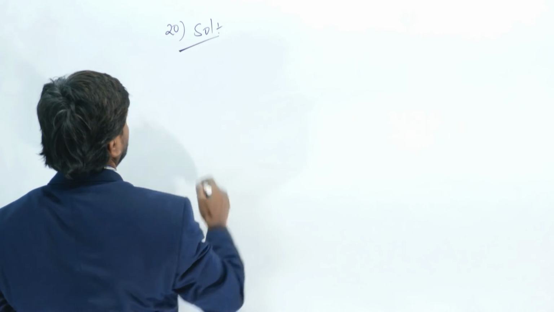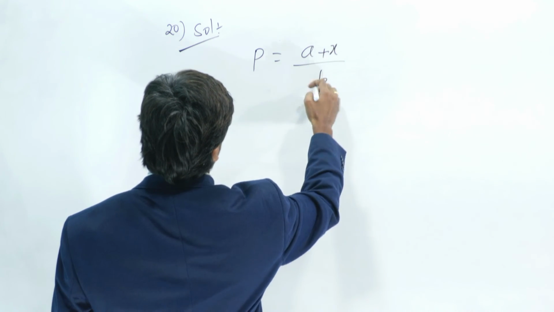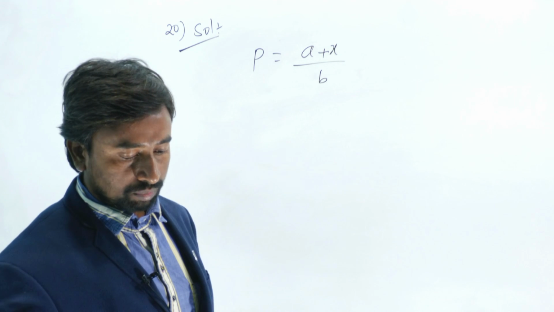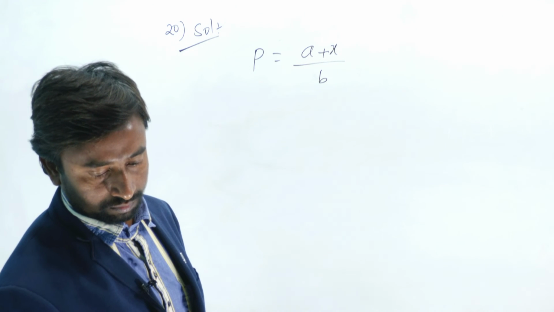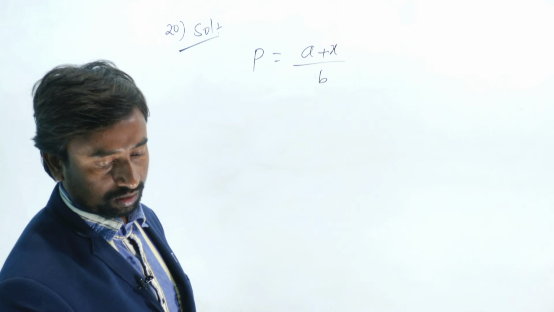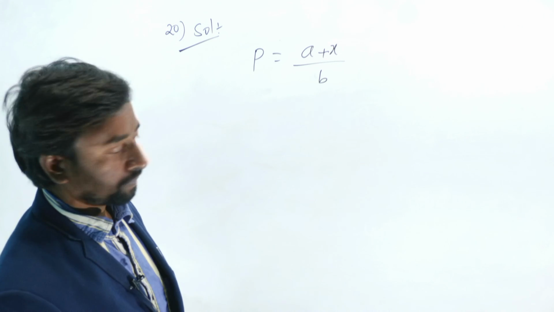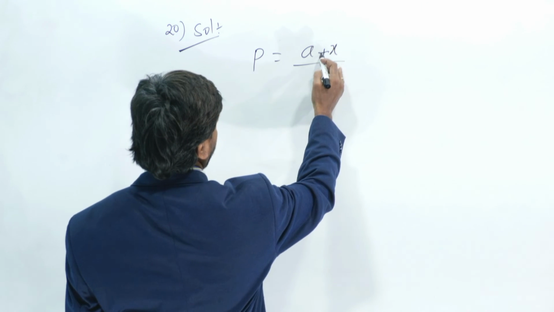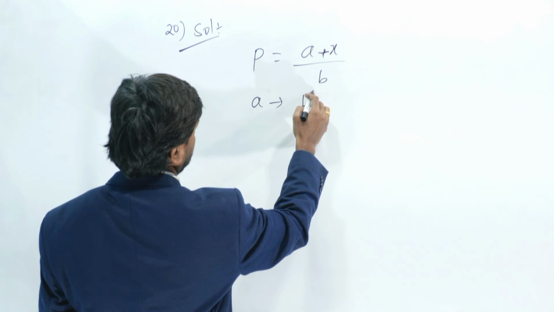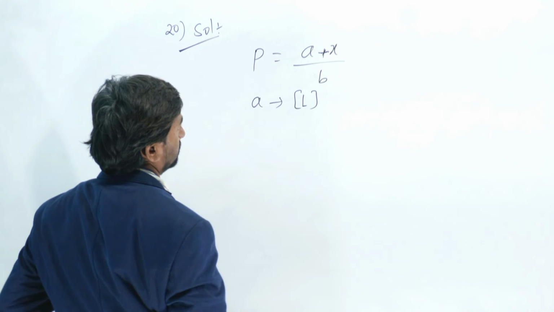The solution: pressure is equal to A plus x divided by B. Here P is the pressure, A and B are the constants, and x will be the distance. Dimension formula of A by B: from the principle of homogeneity, if this is x, A should also have the dimension formula of x, so that is L. And then the dimension formula of B.